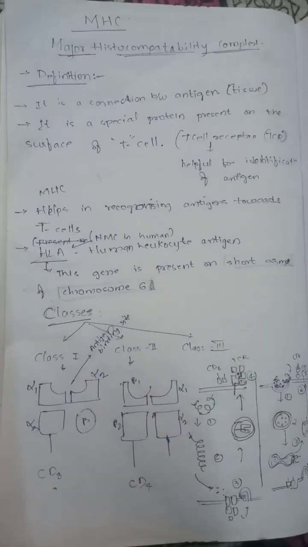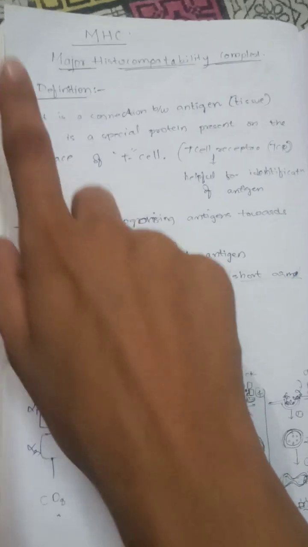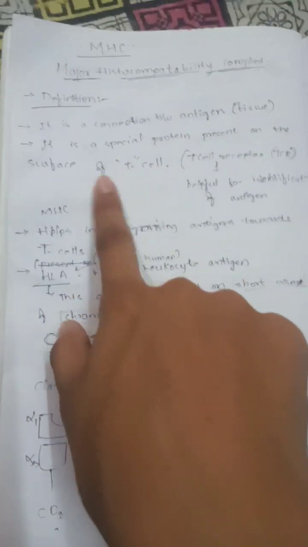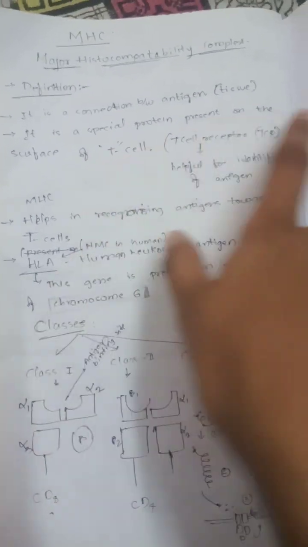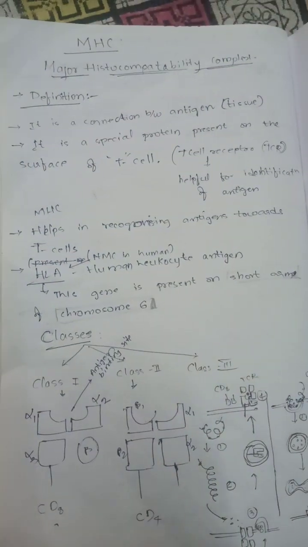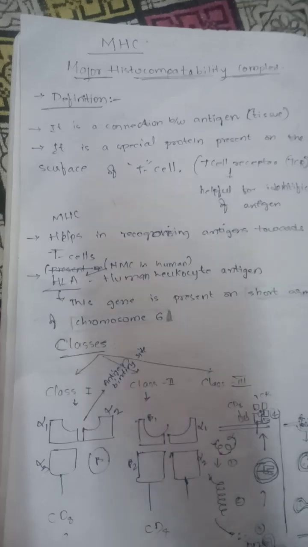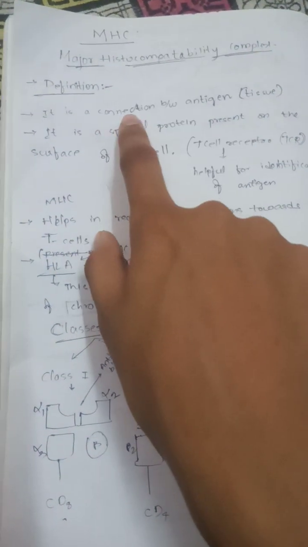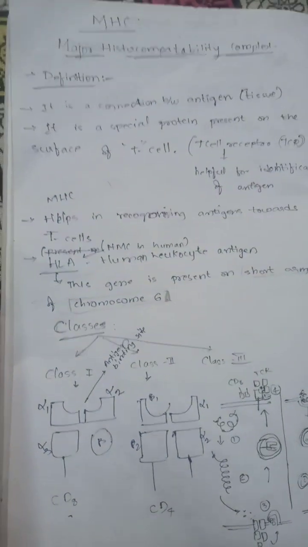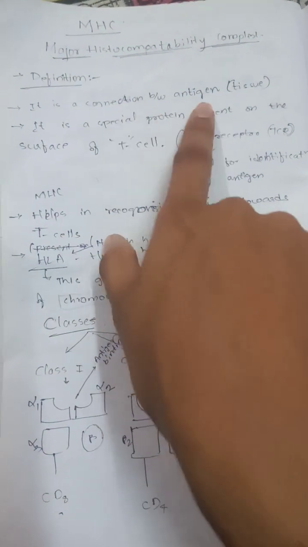Now we're going to study Major Histocompatibility Complex, or MHC, sorry. Major Histocompatibility Complex. What is it? Major Histocompatibility Complex is a special protein present on the T cell. It is a T cell receptor, that is TCR. On the T cells, these major histocompatibility complexes are present, which is helpful for the identification of antigen. It is nothing but a connection between antigen and tissue. Major histocompatibility complex helps in the connection between antigen and the tissue.